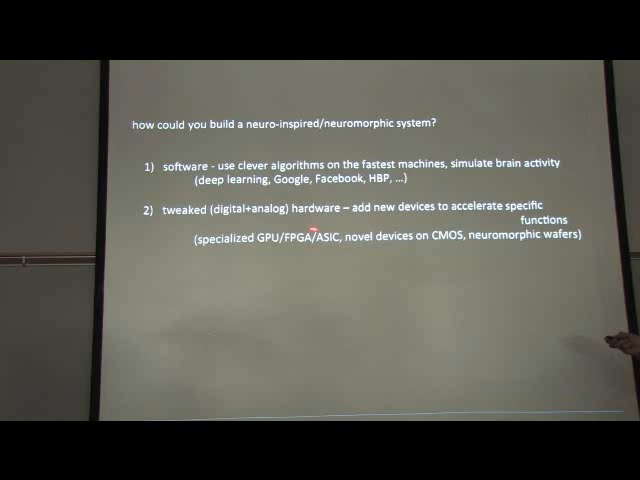One other way you can do this kind of computation is in what I call a tweaked digital system. So you start in software, you figure out the algorithms, and put them on the fastest machines available. But you do realize that there are certain bottlenecks in the way you do conventional computing. So you figure out ways to get around those bottlenecks, which might require some new devices or new architectures, but still in the digital computing realm, you're still doing symbolic manipulation, standard computing approaches. And that, again, is being very heavily investigated, and it's being developed in many places using GPU clusters, FPGAs.